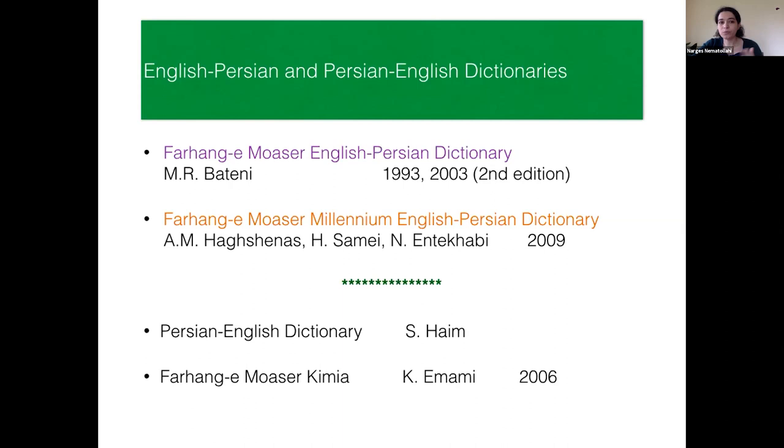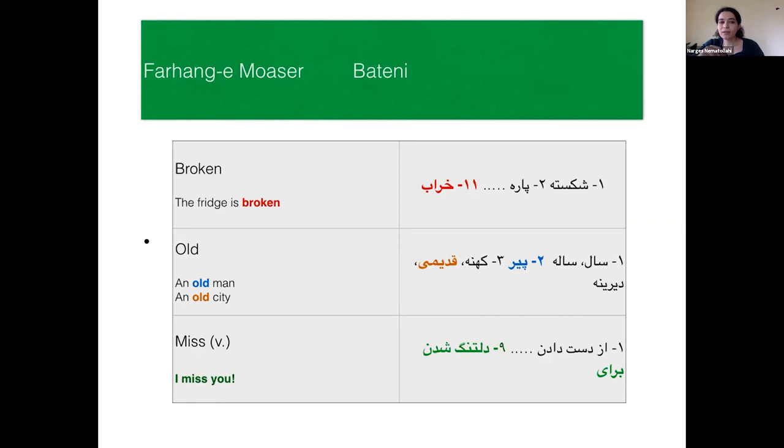In order to examine how well these dictionaries work for learners, I chose some words and I looked them up. So for example, the word broken, when the learner wants to say that the fridge was broken or my car is broken down. In Botany's dictionary, more than 11 word equivalents are listed for broken, and only sense number 11 is the one which works for when the student wants to say that the fridge is broken.